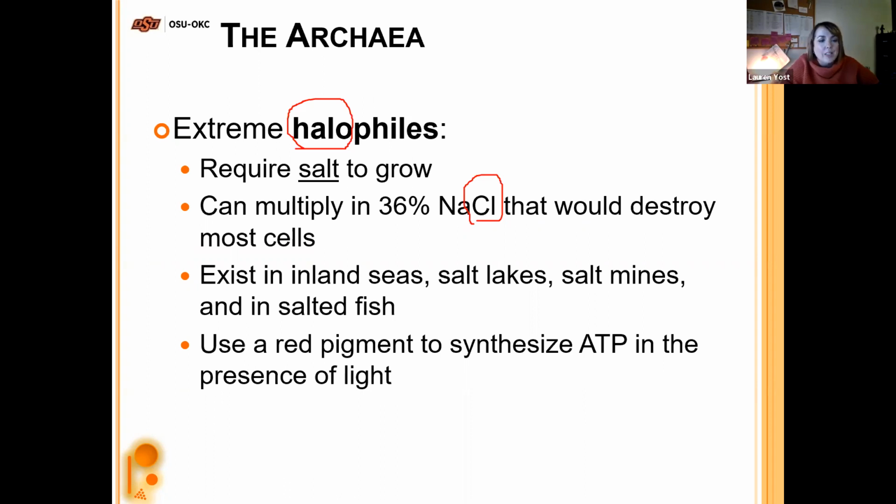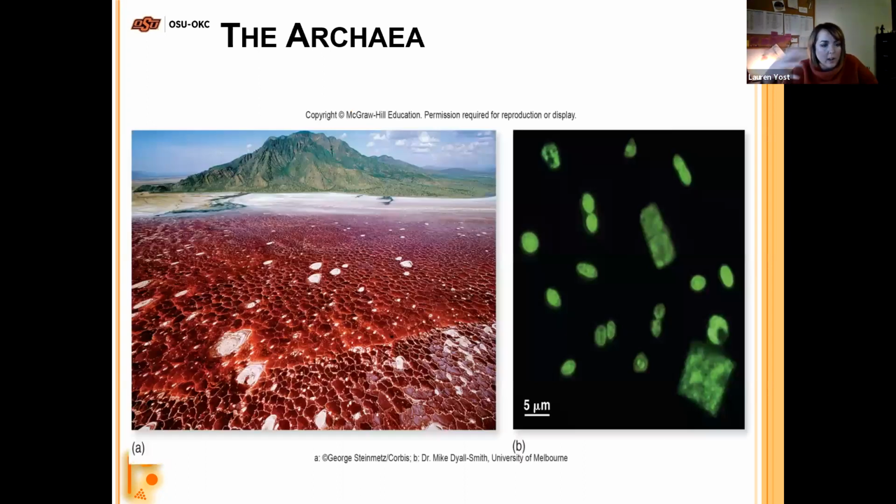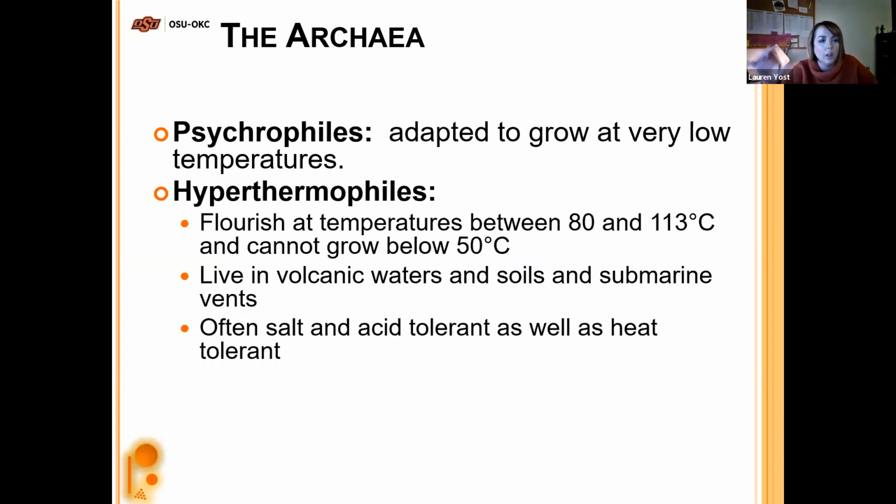Halophiles can multiply in 36% sodium chloride. That would destroy almost every other kind of cell out there. They exist in inland seas, salt lakes, salt mines, and in salted fish. Notice the word salt here. They use red pigments to synthesize ATP. That's their energy molecule, remember? Adenosine triphosphate, we lose a phosphate, we get a ton of energy, we can power the things we're doing in our cells. And they do that in the presence of light with that red pigment. So here's a wide expanse of a bunch of archaea growing out there, getting some sun and making their energy.